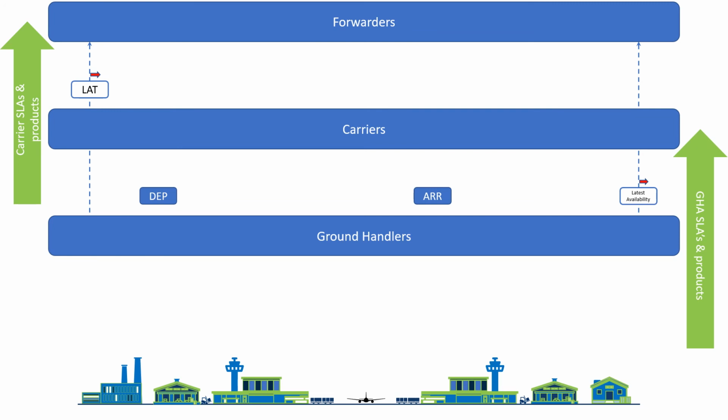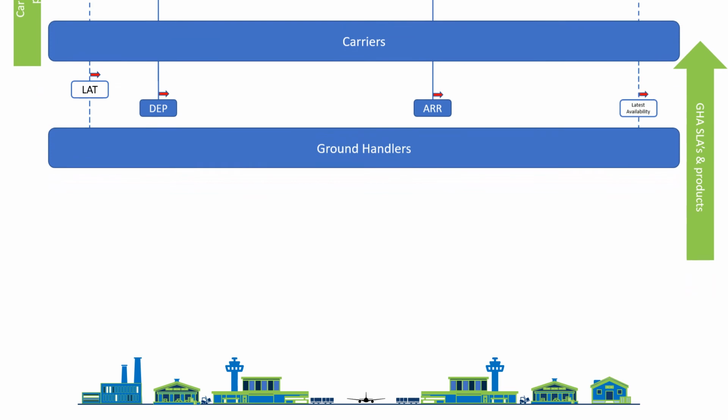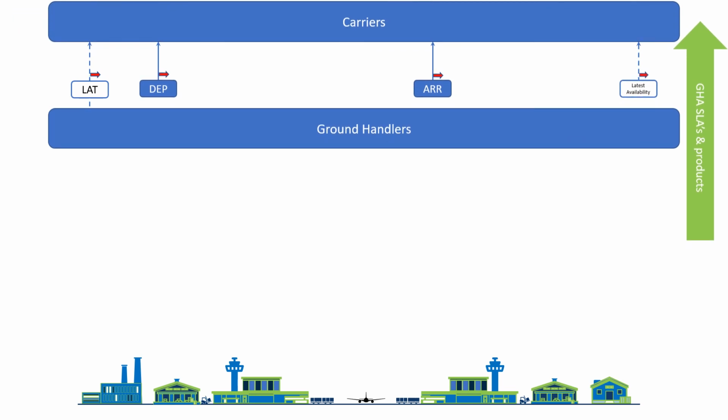The commitments by the ground handlers to the carriers are often described in SLAs and products. We often refer to the ground handler processes as operational milestones because they depend on the time that it takes to operationally complete those events, whereas the commitments between the carrier and the forwarder are often service commitments because they can be defined by the product that the carrier wants to offer.